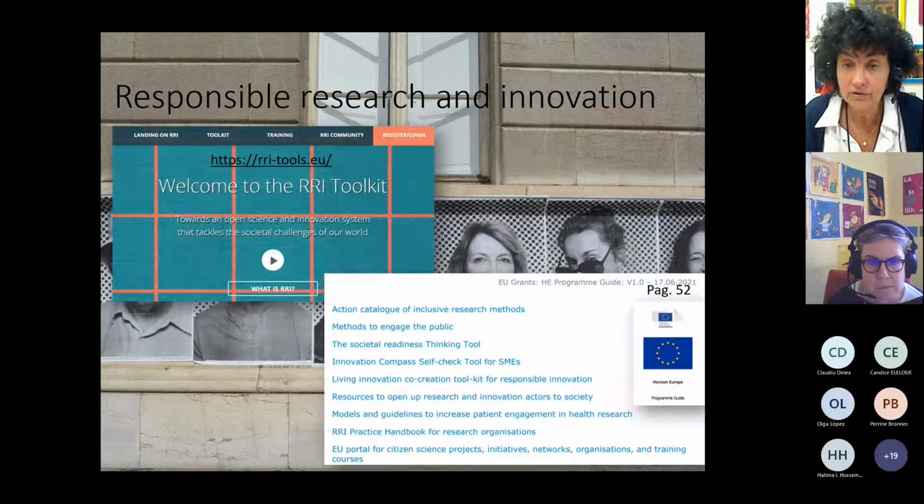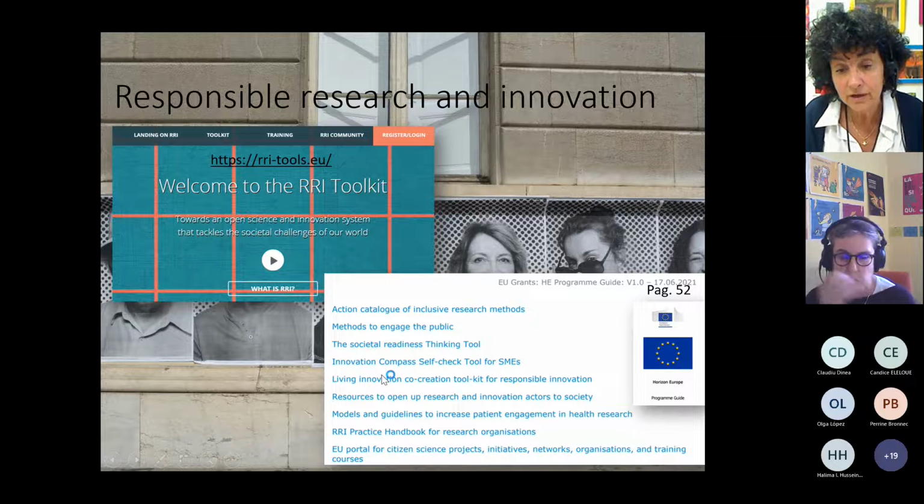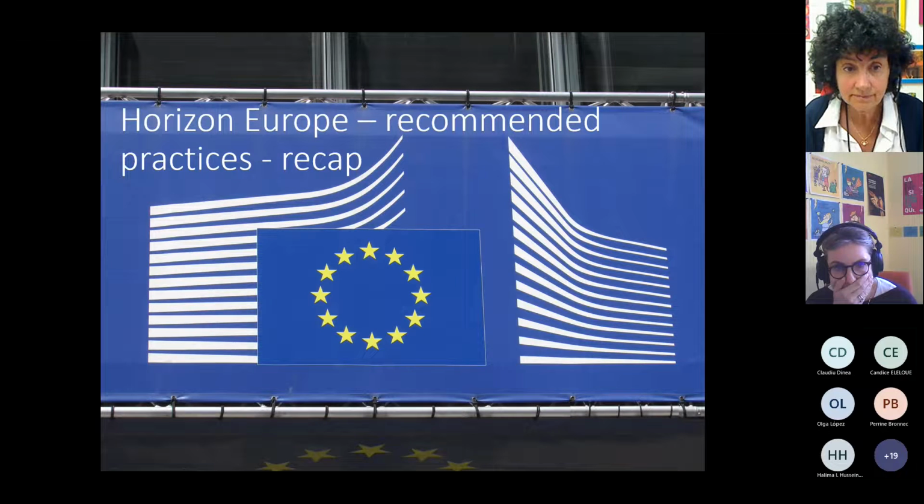Then, of course, on responsible research and innovation, you have the toolkit, and in the program guide, you have a lot of tools again.